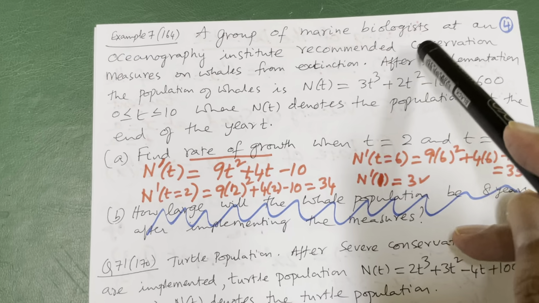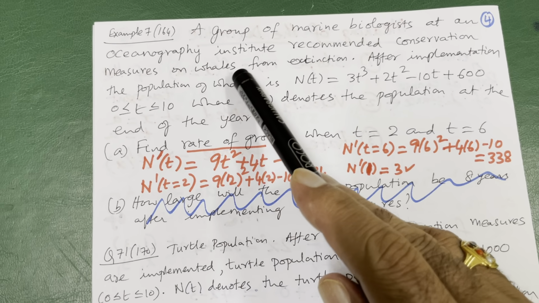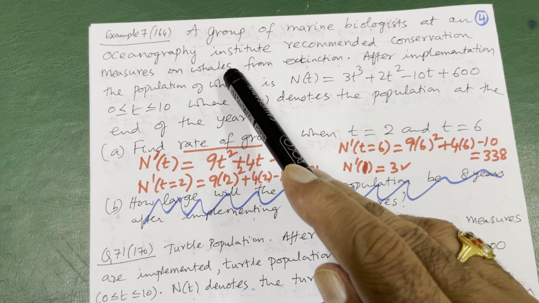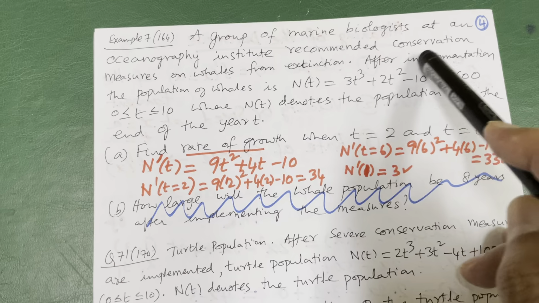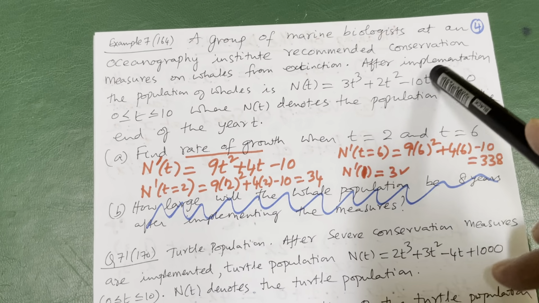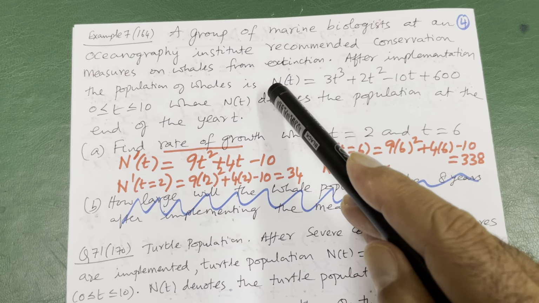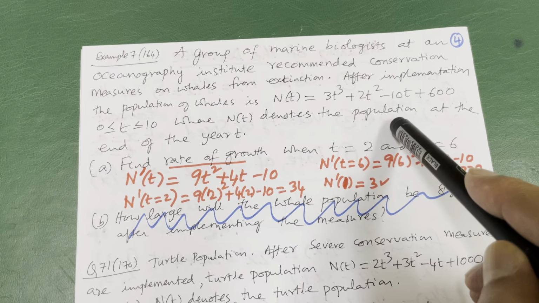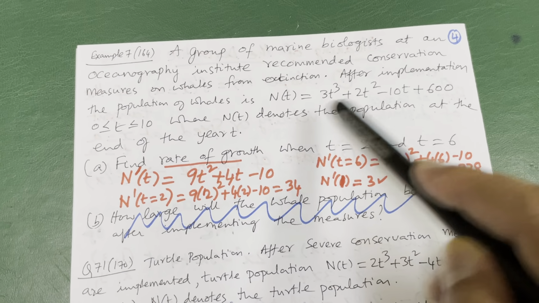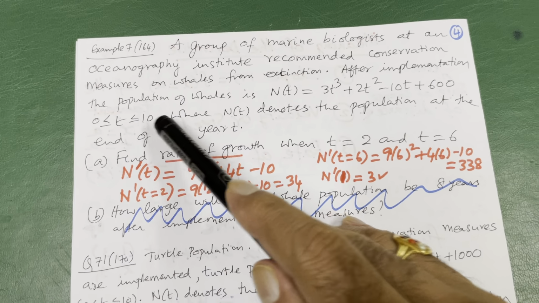Let us do one more problem. A group of marine biologists at Oceanography Institute recommended conservation measures on whales. Blue whale is the biggest animal in the world. They are facing extinction. After implementation, the population of the whale is given by this formula. Where N denotes the population of the blue whales at the end of each year. T stands for year: first year, second year, third year, 10th year, like this.